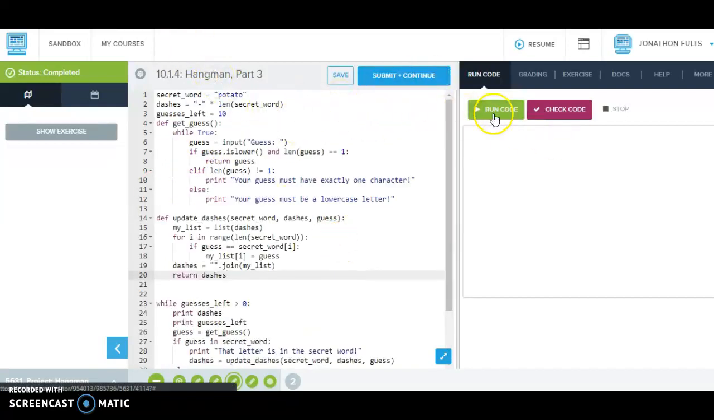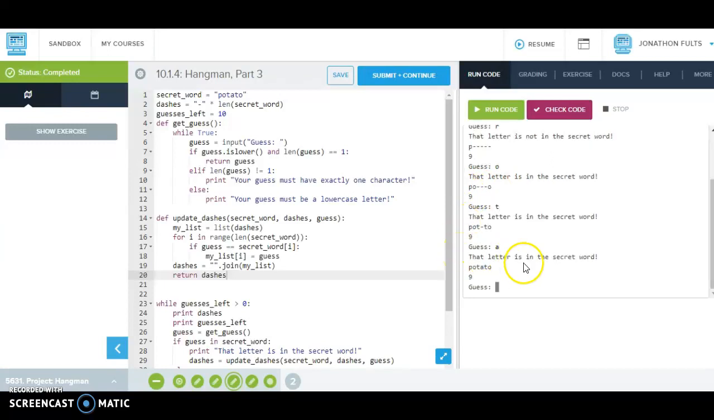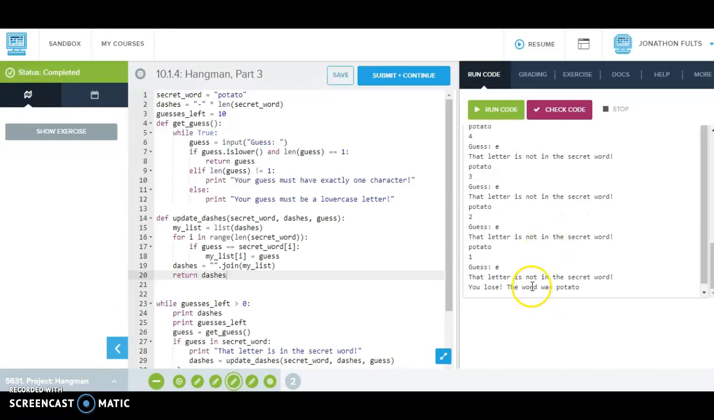Alright, so this is Hangman. You run the code, it says up here the secret word is potato, you put the P in, and it comes up right here with the P, and then the dashes. If you put the R in, it says the letter is not in the secret word, and you are down to 9 guesses. You can finish this, and then it gives you the whole word, but it's mildly broken because it doesn't do its thing. And then it says you lose, the word was potato, but it says potato up there because the code doesn't work correctly.